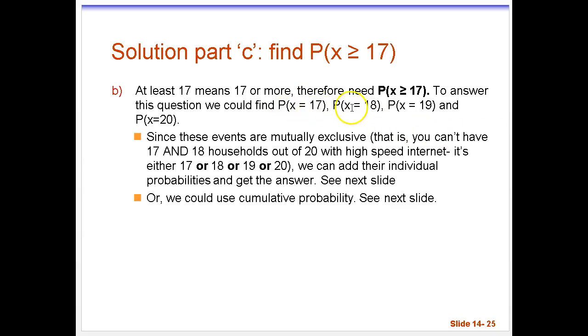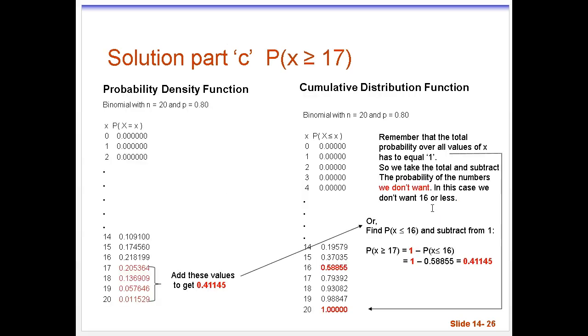We could find the individual probabilities of 17, 18, 19, and 20 and add all of that together. So that's what's going on right here. Or we can use cumulative probability, and if we're going to use that technique, then we're changing our setup to include something that includes less than or equal to. Alright, let's just have a look at how this would work.